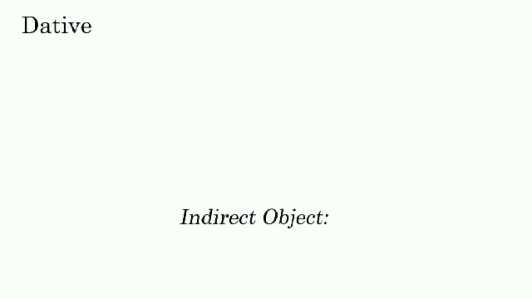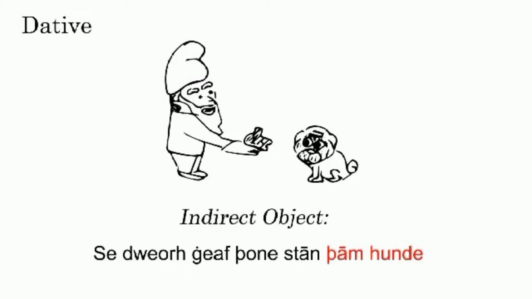Dative, the indirect object. The main function of the dative is to mark the indirect object, as in our first example sentence, "Se dwerg geaf þone stan þæm hunde." That is, the dwarf gave the dog the stone, or the dwarf gave the stone to the dog.